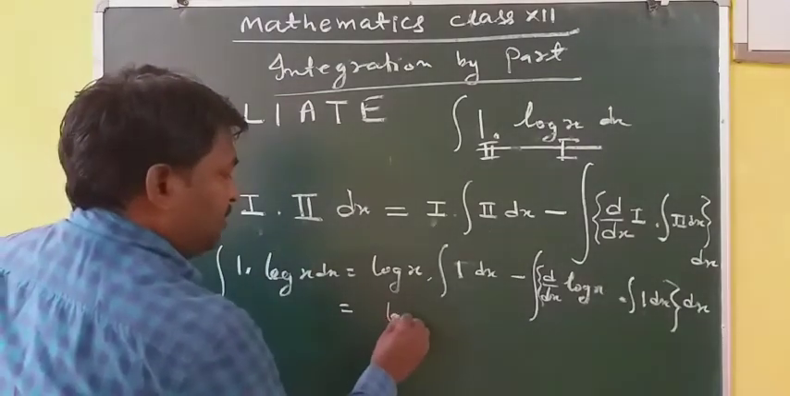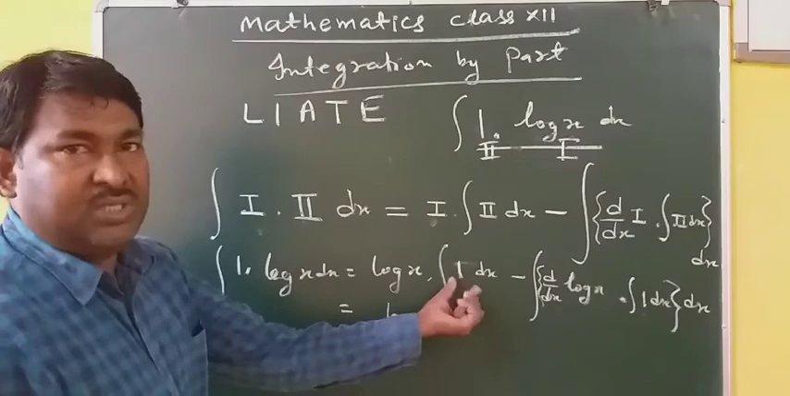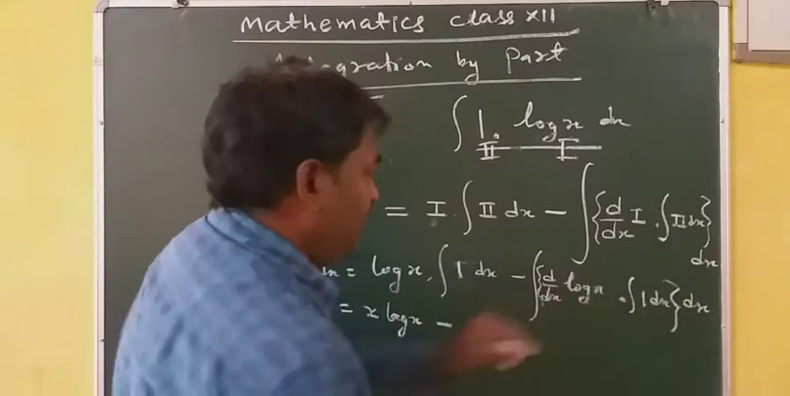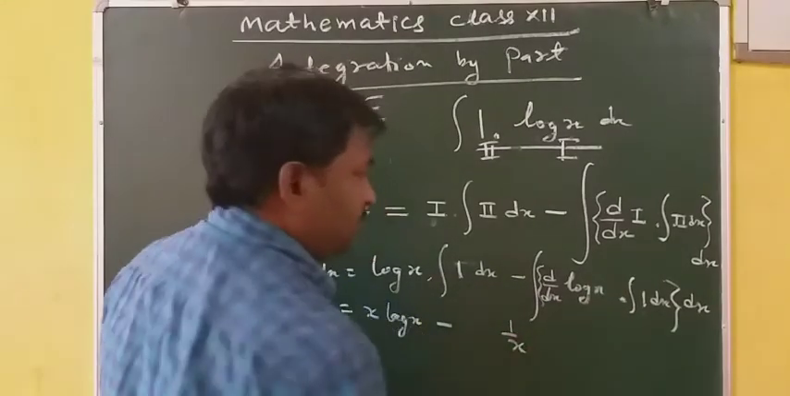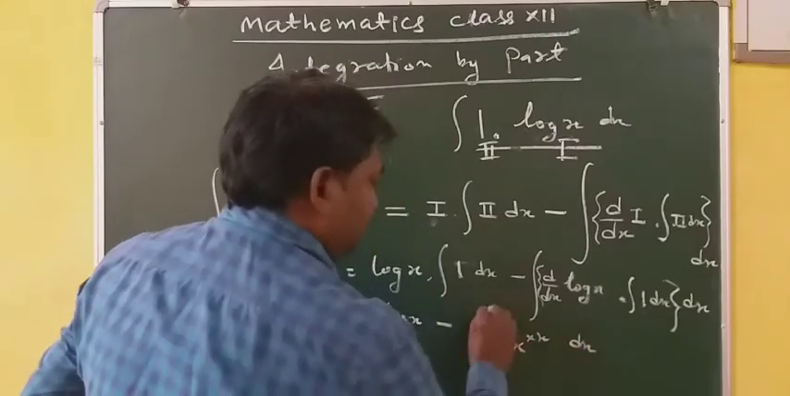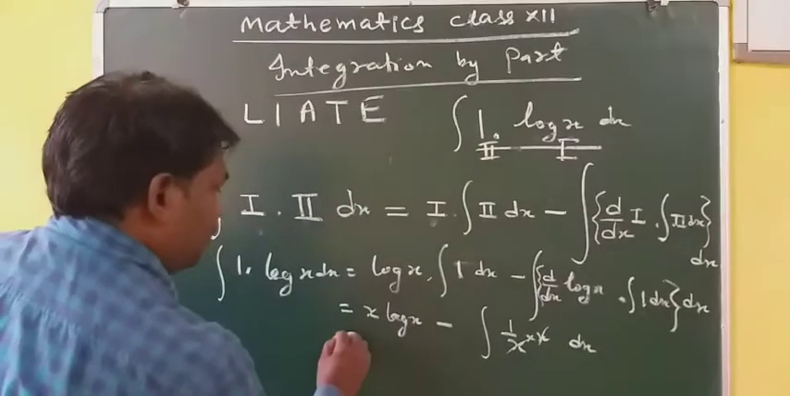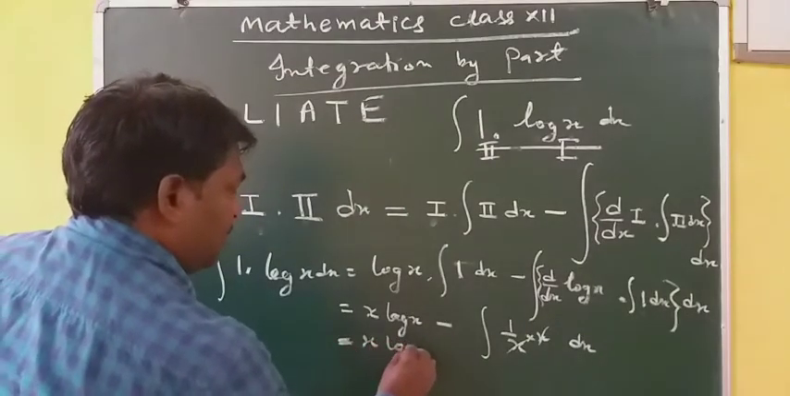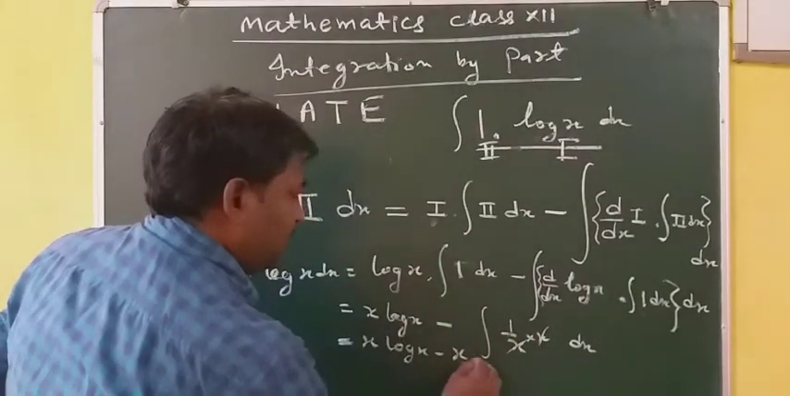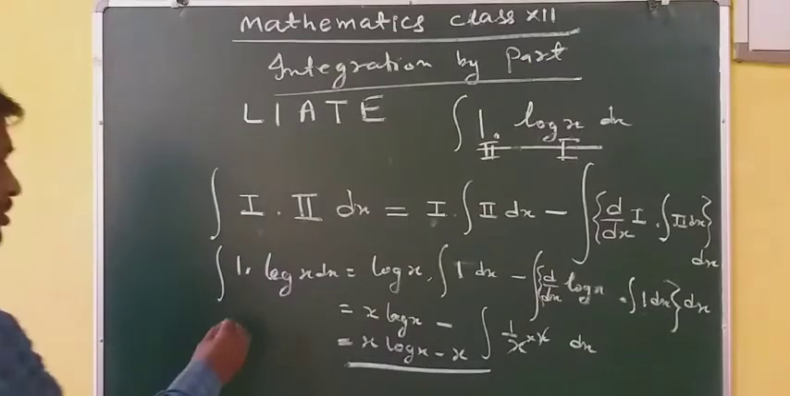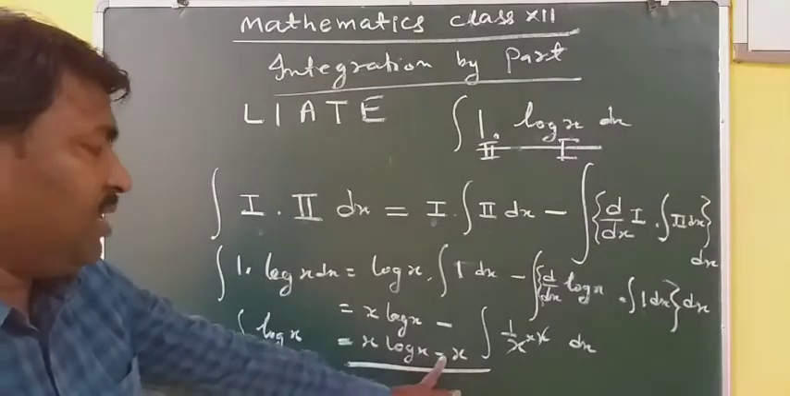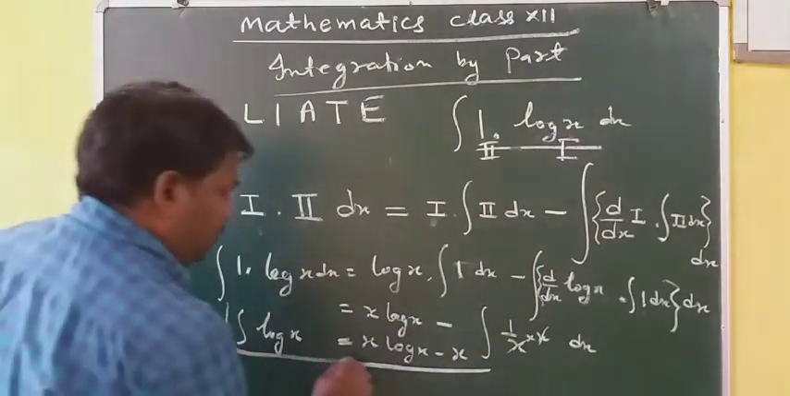So your result will be log x, integration of 1 is x, minus differentiation of log x is 1 by x, integration of 1 is x, and the whole integration, x x cancel out. So it is x log x minus, now here integration of 1 is x. So this is your result: integration of log x will be equal to x log x minus x. In this way you can solve this.